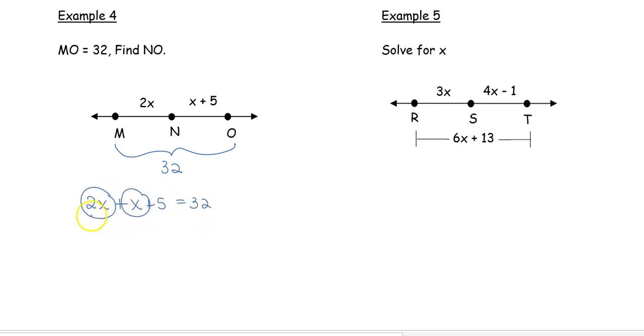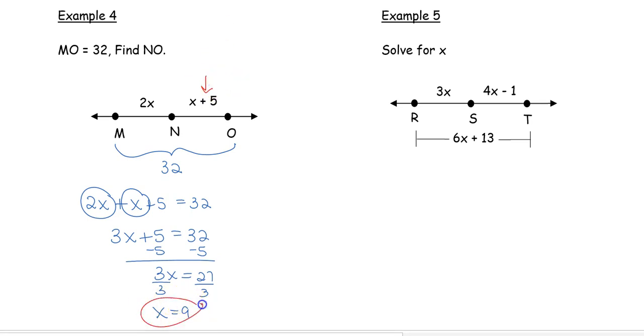We combine our like terms. 2x and 1x gives us 3x. Matter of solving for x, move our 5 over, do the opposite, so we subtract. 3x is equal to 27. Since we have 3 times x, to move the 3 over, we do the opposite, which is divide, and we find x is 9. Once we find x is 9, we want to find out what NO is. We take this value of x and we plug it in. So we get 9 plus 5 gives us 14. Now we can finally answer that question that the segment NO has a length of 14.